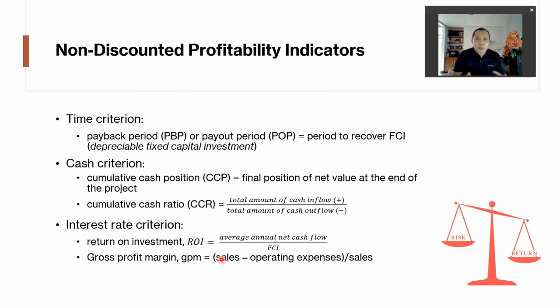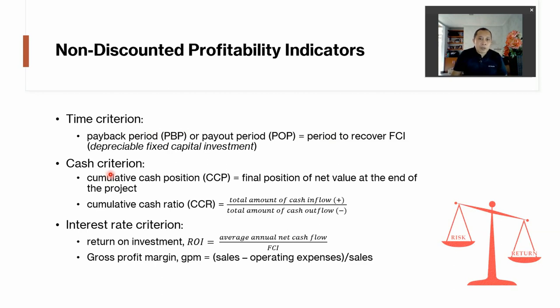So let's take a look first at non-discounted profitability indicators. For the time criterion, we have the payback period, PBP, or sometimes also called payout period, POP, or payout time, POT, same thing. This is defined as the period of time required to recover FCI. Remember, just the depreciable fixed capital investment only. So it's actually more accurate to state it as FCI sub L, so FCI minus the cost of land.